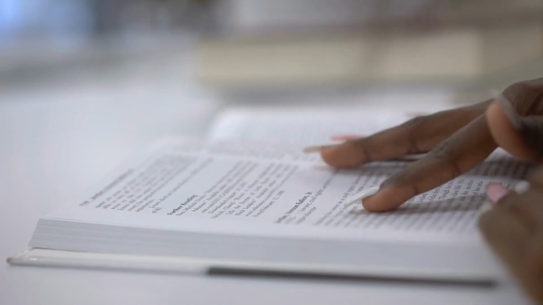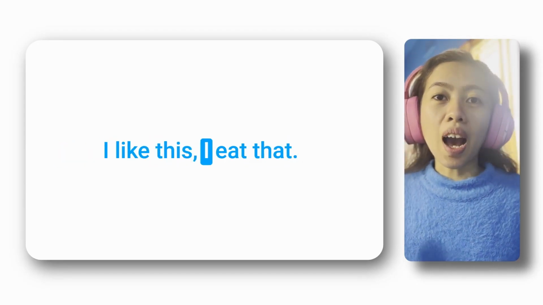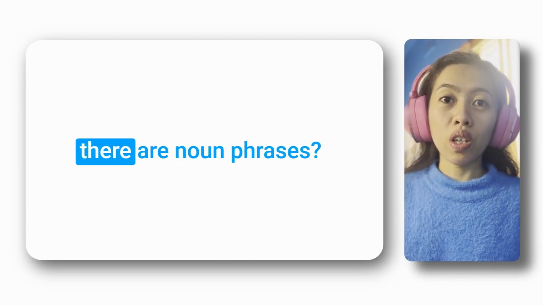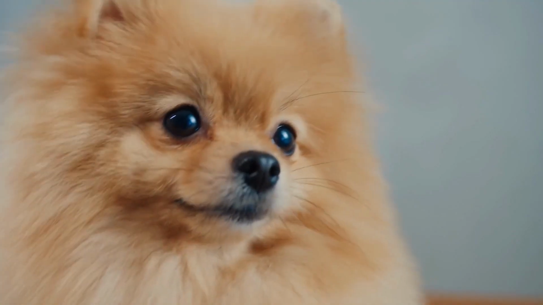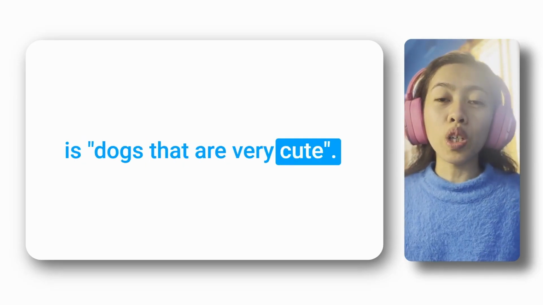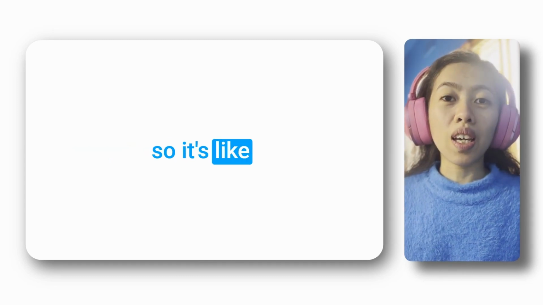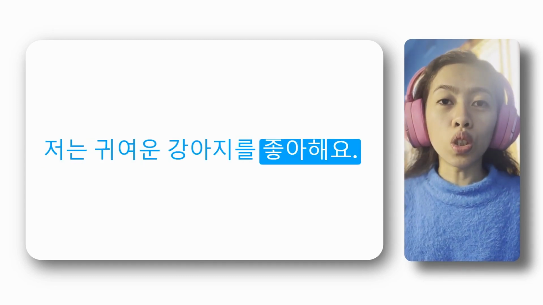In the beginning, this can be quite difficult to get used to, especially when the sentences start becoming longer. It's okay if it's just basic, I like this, I eat that. But what happens when there are noun phrases, like, I like dogs that are very cute? The noun phrase there is dogs that are very cute. So in Korean, it would be I, dogs that are very cute, like. So it's like, 저는 귀여운 강아지를 좋아해요.